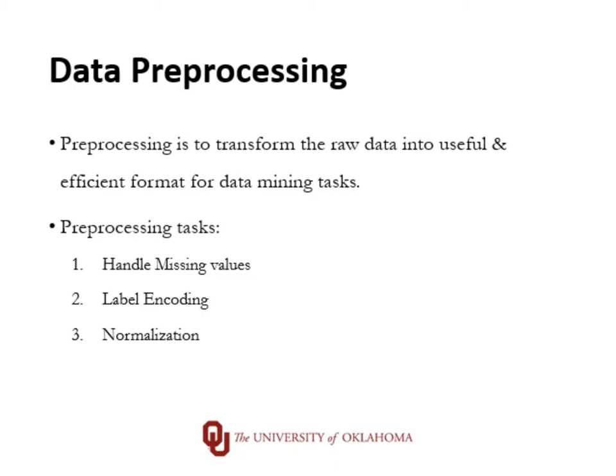So we can define the data pre-processing as a data manipulation or transformation technique used to enhance the performance of machine learning algorithms and make the data mining tasks more useful and efficient. In this project, we have used three pre-processing tasks: handling missing values, label encoding, and data normalization. We have not used outlier detection in this project because all the features in this data are categorical data types and we don't have to perform outlier detection in categorical data types.